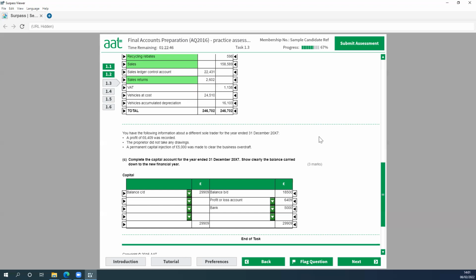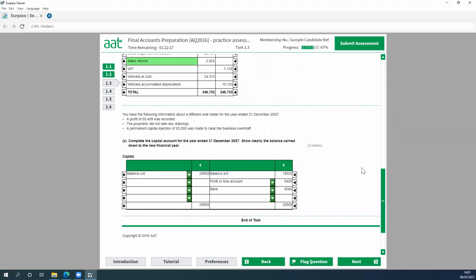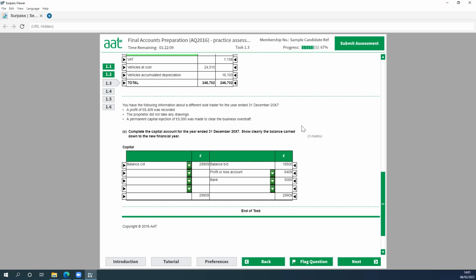So what they've done is they've paid £5,000 into the bank, haven't they? So debit bank, credit capital. So that's what we've done here. So £5,000. That basically gives you a total figure of 29,909, which you take over, and then your balance carried down to the start of the next period will be 29,909. That will be brought down at the start of the next period. Okay, so not too bad. Remember, if you did have drawings on there, it would go in here and reduce the capital amount, but we haven't. So I think that's it for that one.